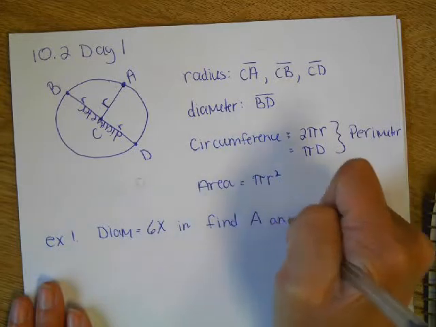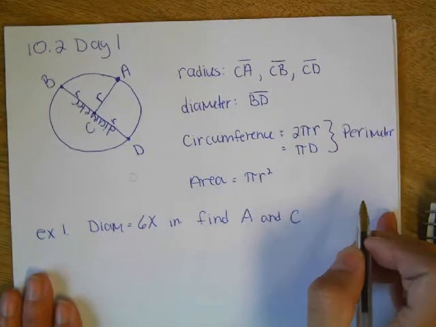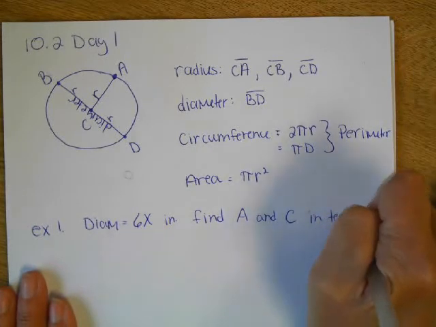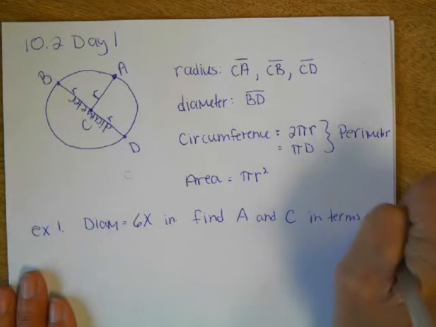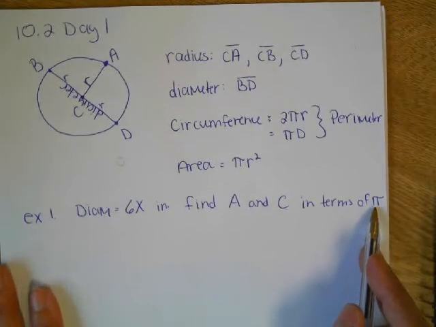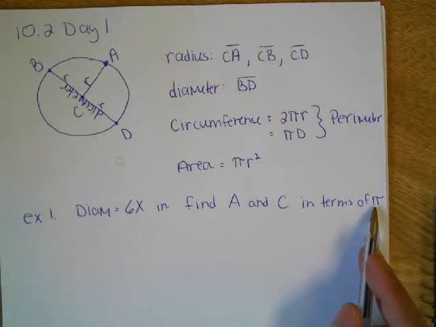Area and circumference in terms of pi. All that means is pi is going to be visible. You won't have to pick up a calculator, more than likely.